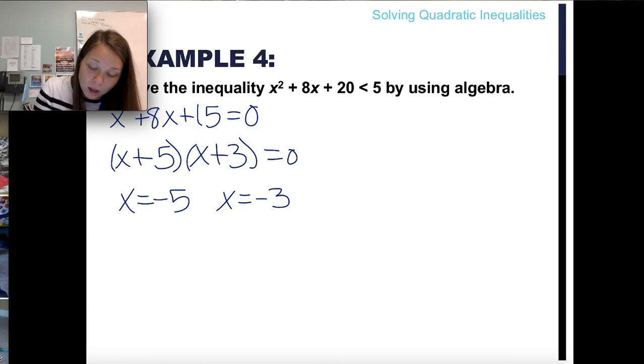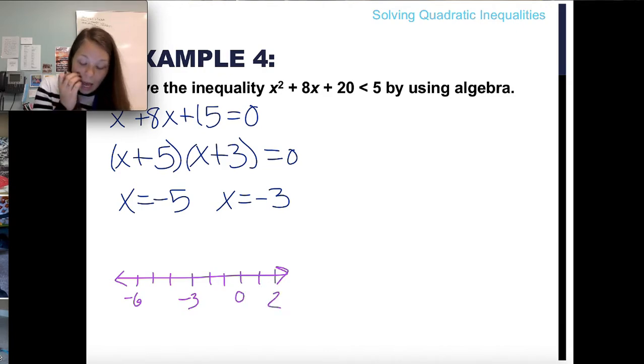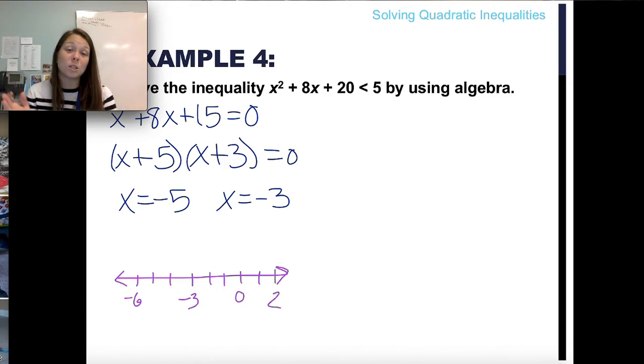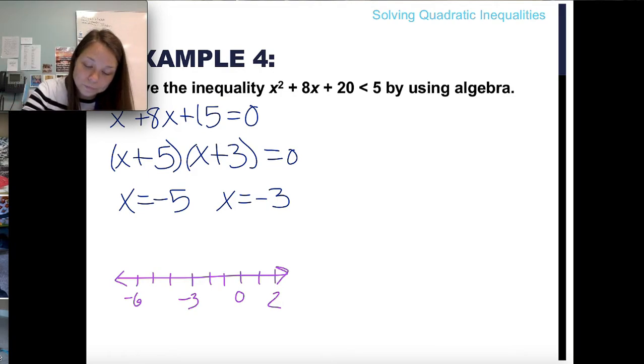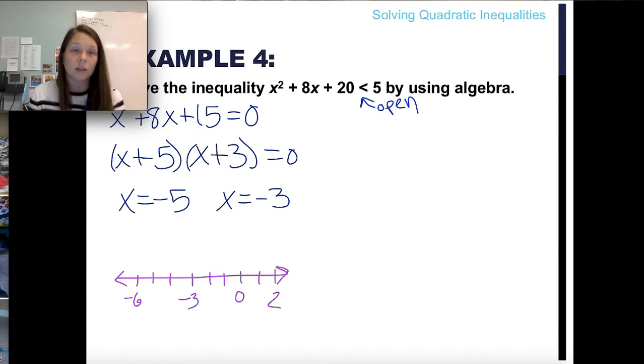Drawing me a number line, and I'm just going to draw the number line and label it to ensure that I have values of -5 and -3 on here. From here, my inequality sign in the beginning says strictly less than, which means I'm going to have an open circle when I graph these critical points of -5 and -3.